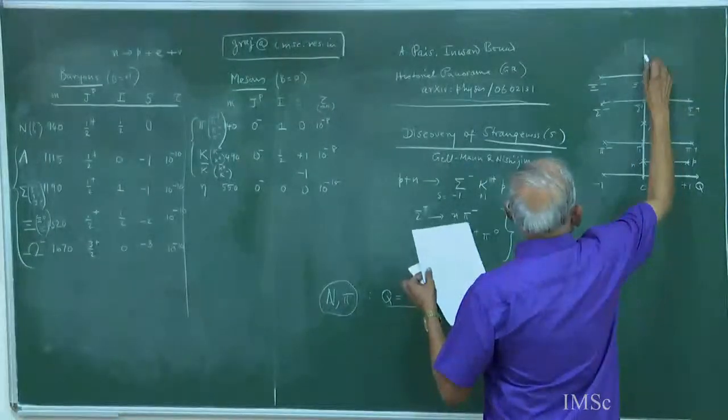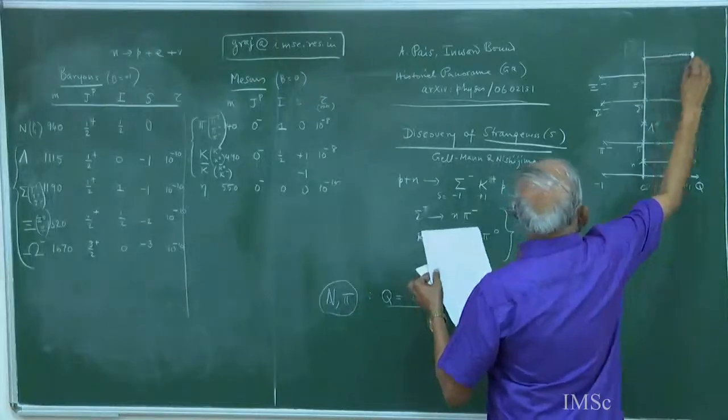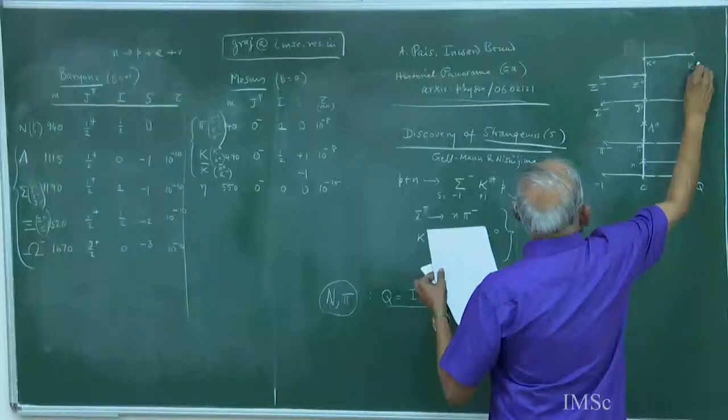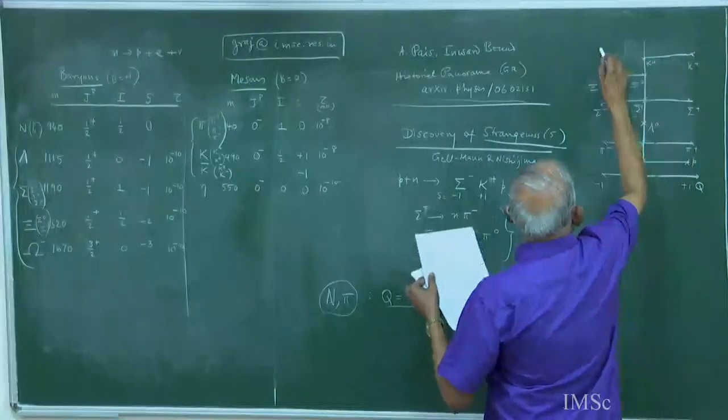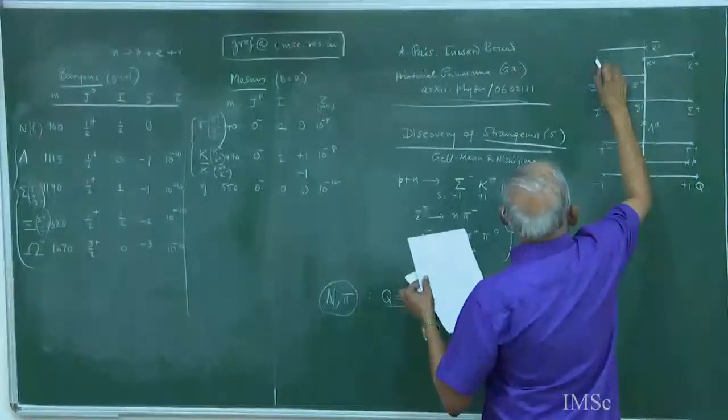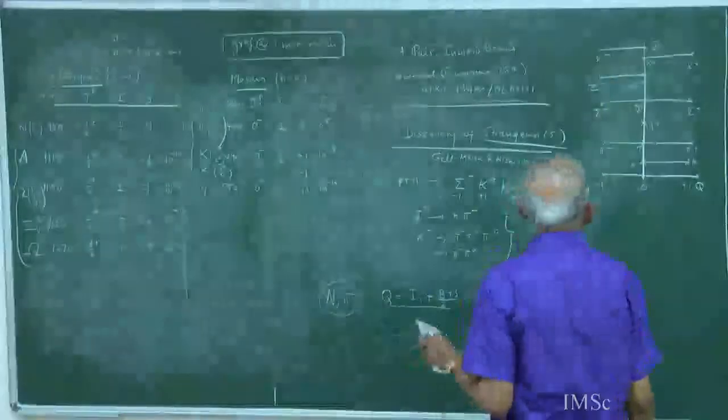K gets shifted this way. K0 and K plus. Anti-K goes in the other direction. Q0 bar and K minus. So that completes the whole picture.